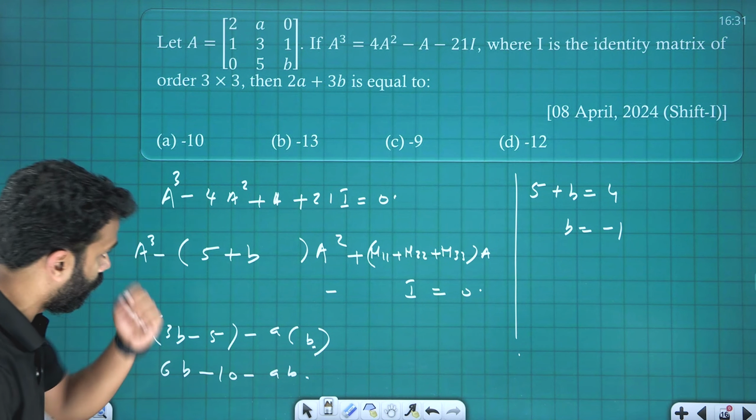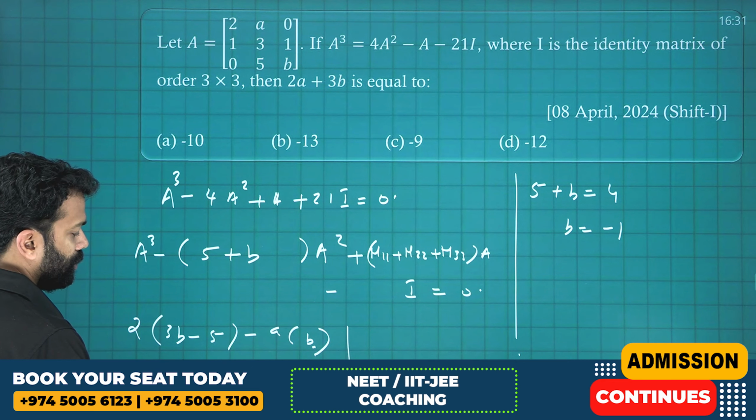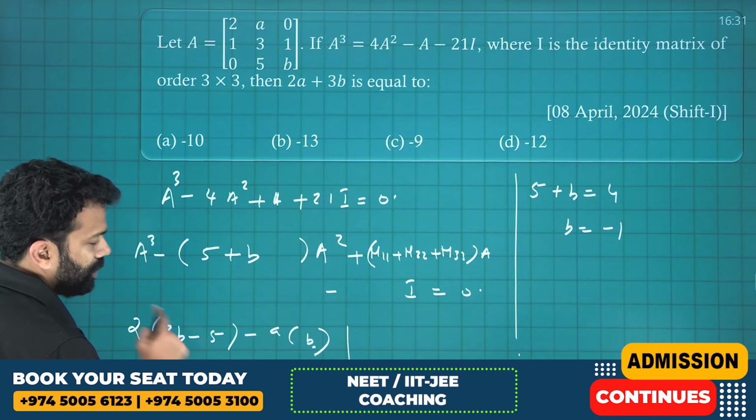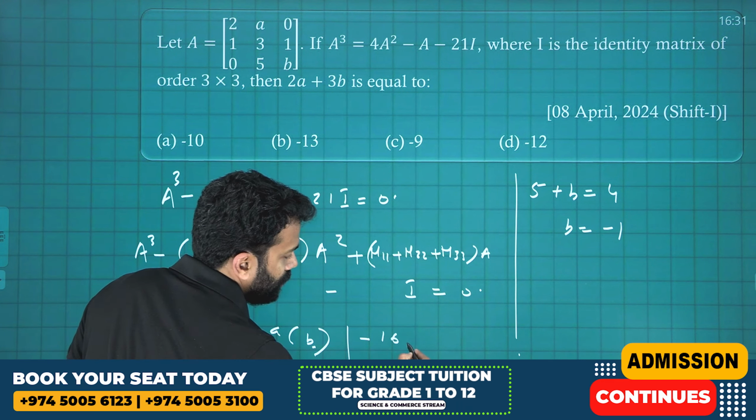We know B already, right? We will get the answer from here itself. What is B? B is minus 1. Substitute minus 1 here, you will get minus 6 into minus 1 is minus 6. Minus 6 minus 10 is minus 16. Minus 16 plus A, since B is minus 1, that becomes plus A. So the determinant is A minus 16. Here I am putting a bracket and equating it as A minus 16.